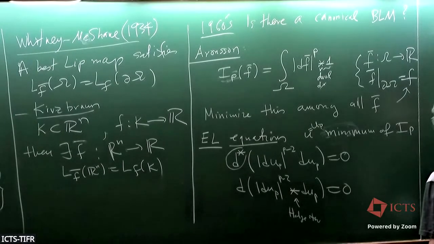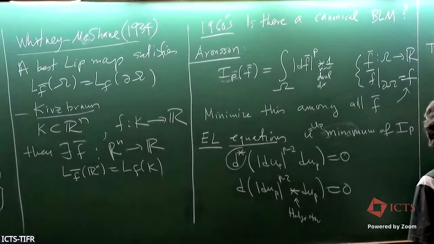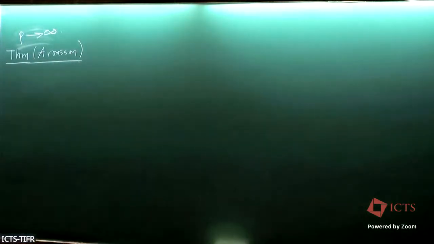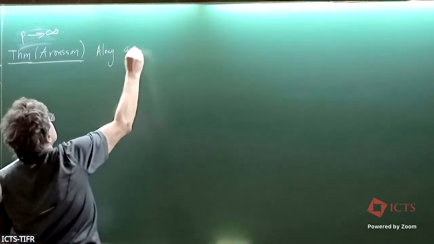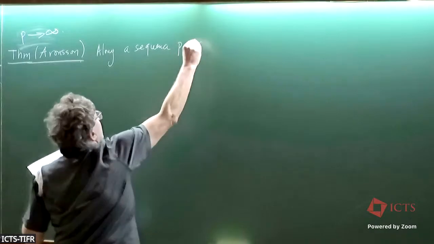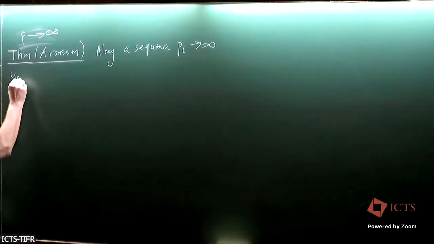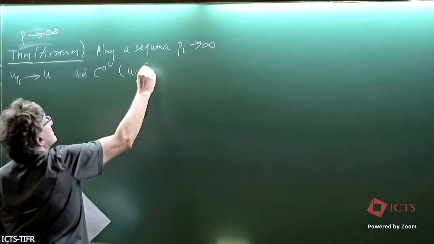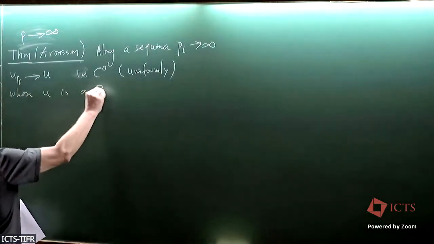You can take p to infinity. Okay, in fact, the theorem that originally Aronsson proved is that there is a sequence, so along the sequence p_i goes to infinity, not for every p, but along the sequence, the U of p_i converges uniformly in C0, what's called uniform convergence, where U is a best Lipschitz map. Okay.